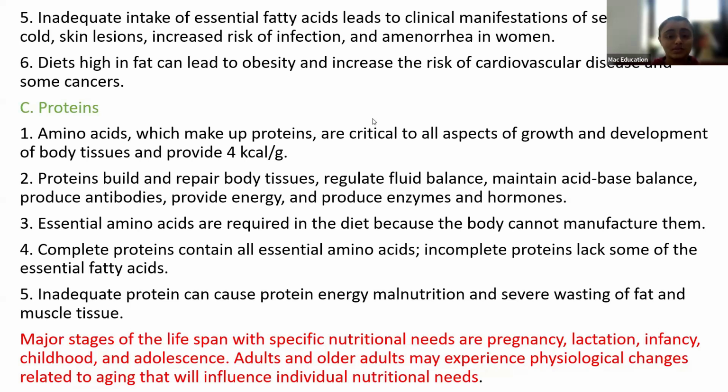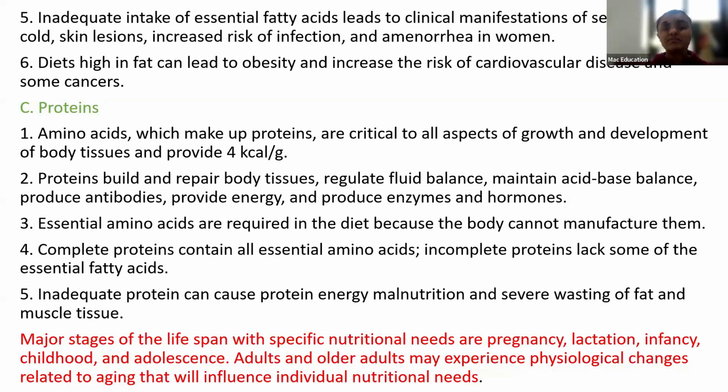protein. Amino acids which make up proteins are critical to all aspects of growth and development of the body tissue and provide 4 kilocalories per gram. Protein is very essential for growth and development because proteins provide essential amino acids, and because of that muscle buildup and normal growth and development happen, which is very important and is only done with the help of protein. How much energy does 1 gram of protein give? 4 kilocalories per gram.